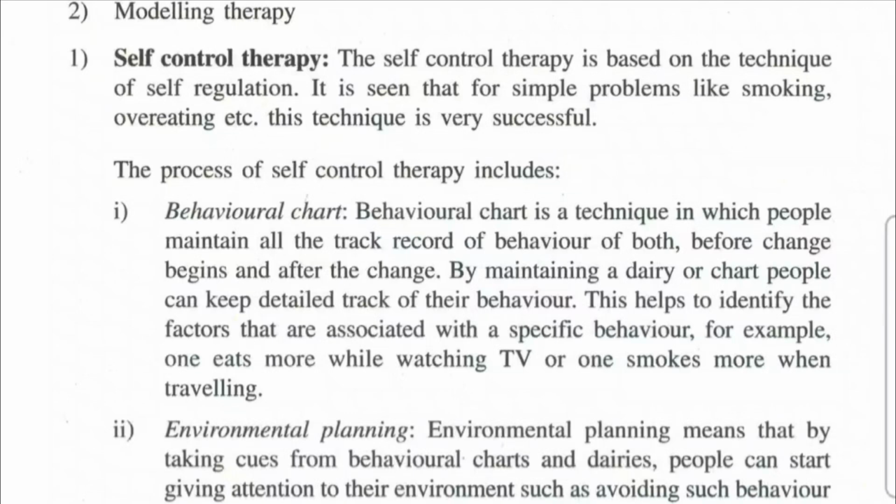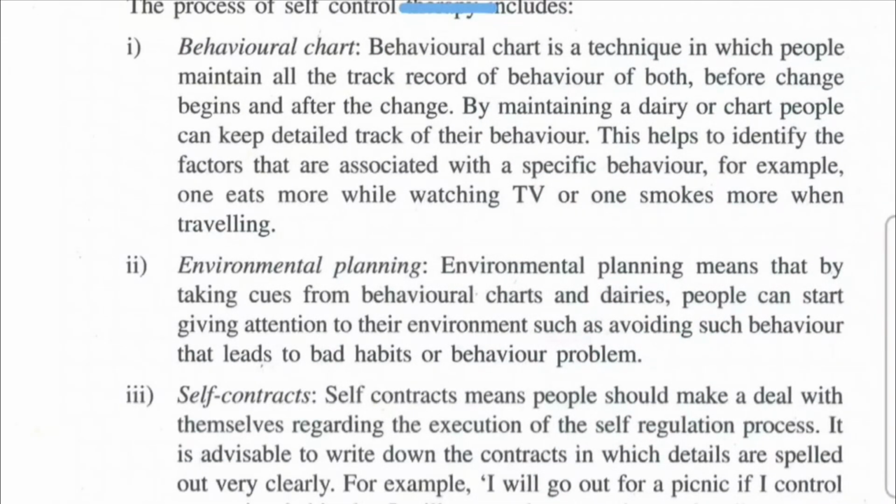The process of self-control therapy includes a behavioral chart. A behavioral chart is a technique in which people maintain a track record of behavior both before and after change begins. By maintaining a diary or chart, people can keep a detailed track of their behavior. This helps to identify the factors that are associated with a specific behavior. For example, one eats more while watching TV, or one smokes more when traveling.